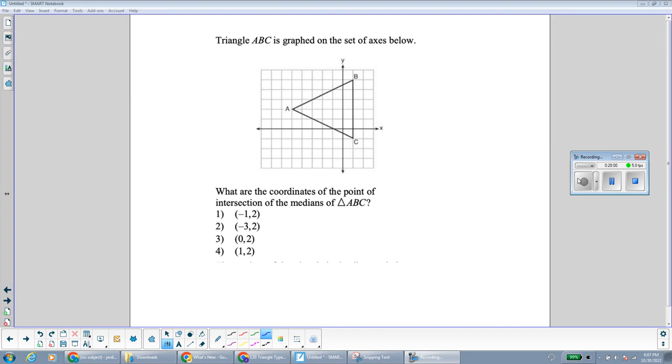Last thing I wanted to go over in this video is finding the intersection of medians on a grid. So median connects midpoint to opposite vertex. So if I can find the midpoint of the side, all I have to do is connect the midpoint to the opposite vertex. So 1, 2, 3, 4, 5, 6. So 3 down, 1, 2, 3 would be the halfway point. That's my midpoint. I'm just going to use my straight edge to connect my midpoint to my opposite vertex over here. I can do it for the other sides as well.